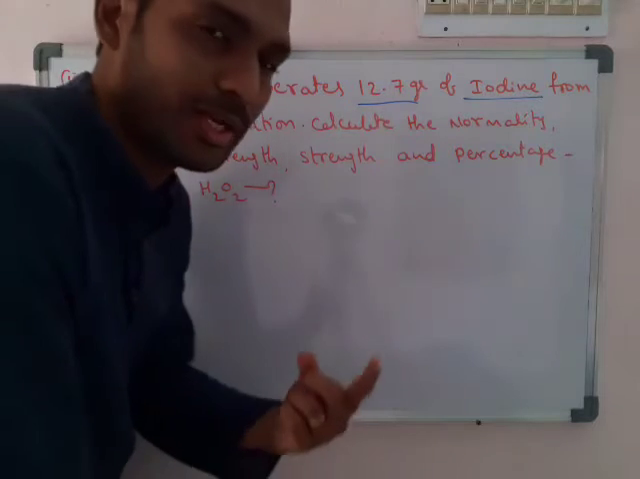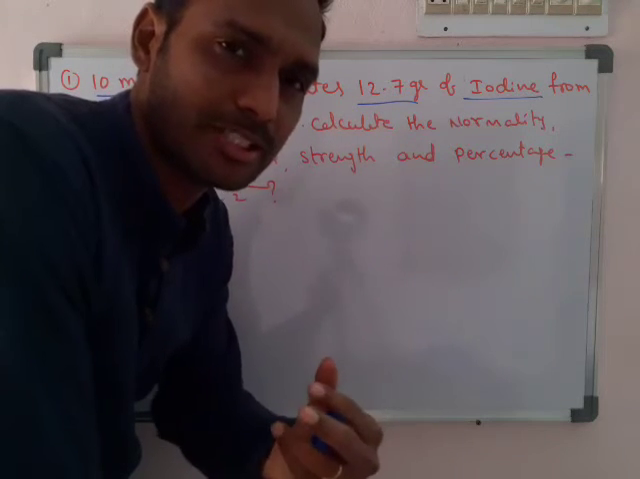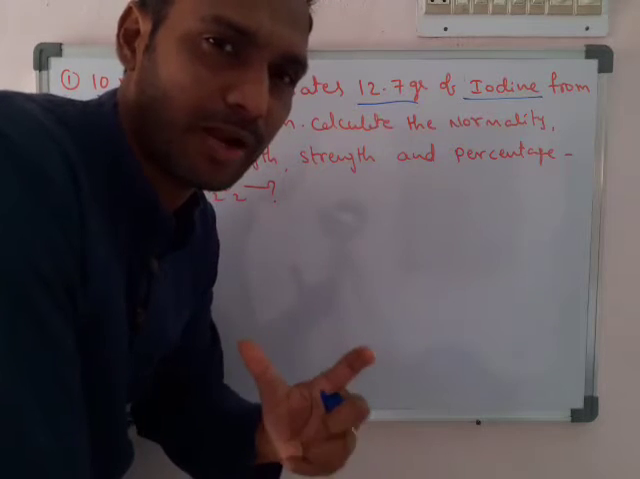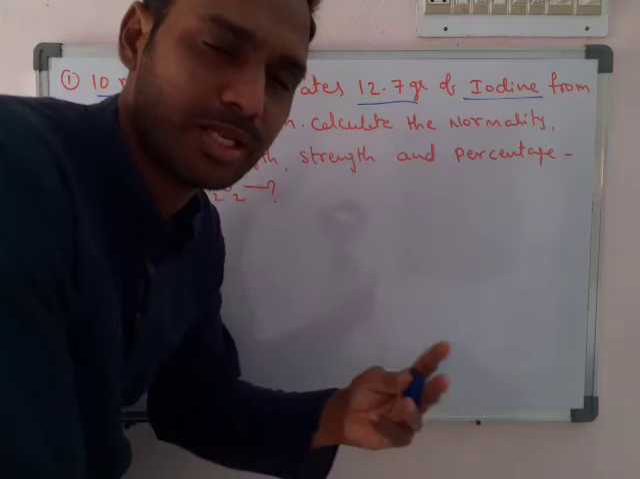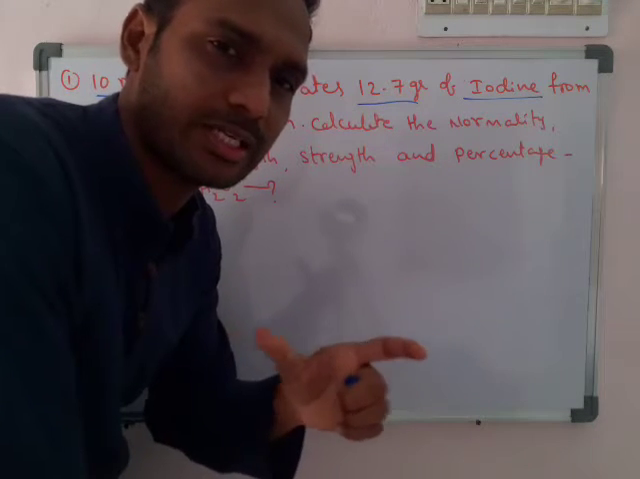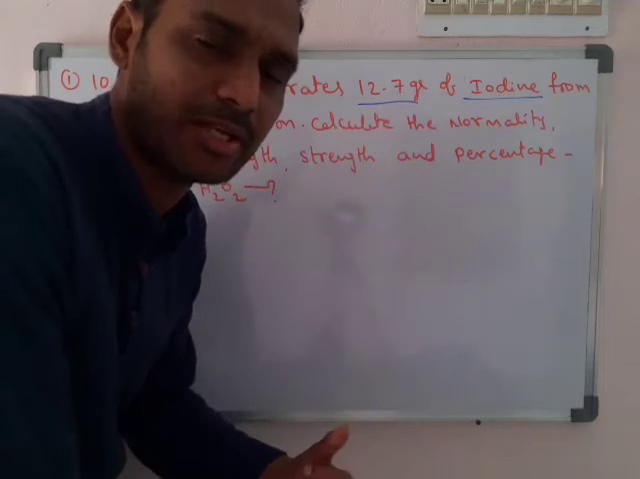So we know that one normality equals how much? We know the relation, 5.6 volumes of hydrogen peroxide. First we need to find out the normality. Based on the normality, we can find out the remaining ones, because we know the relation between normality, molarity, volume strength and volumes.